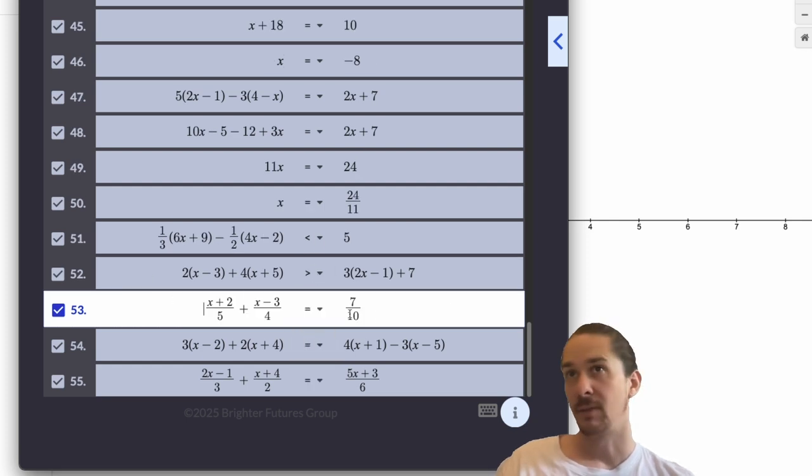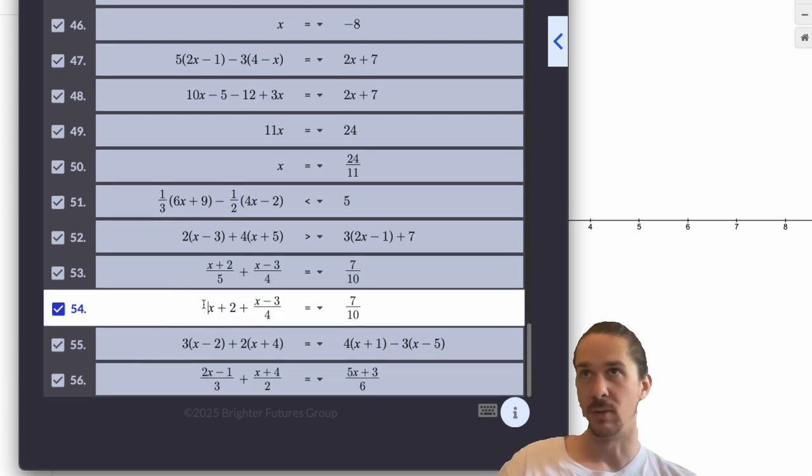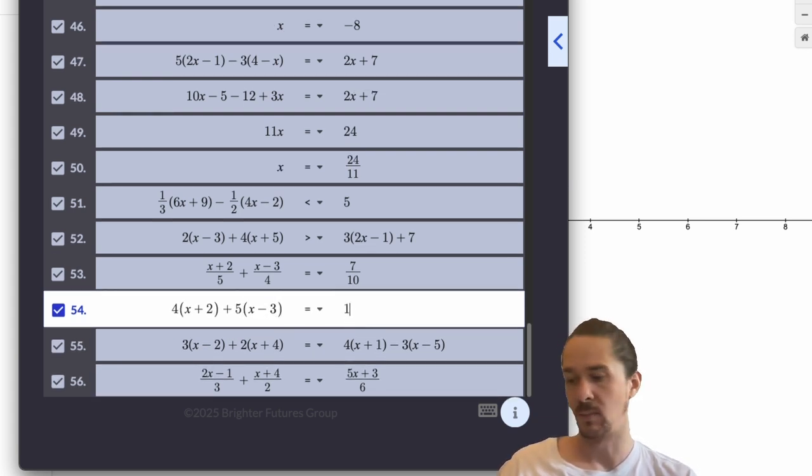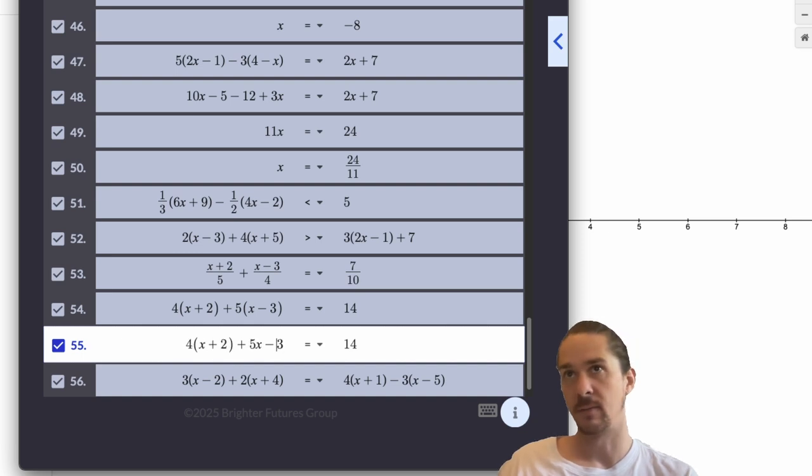We'll see. All right, let's see if this one can be solved. I have a better feeling about this one. First thing I'm going to do is I'm going to multiply by 20, which is the lowest common multiple of 5 and 4. And so what that's going to do is it's going to put 4 here. We're going to have 5 here. And then this is going to become 14. Now, if we expand our brackets, that's 5x minus 15.